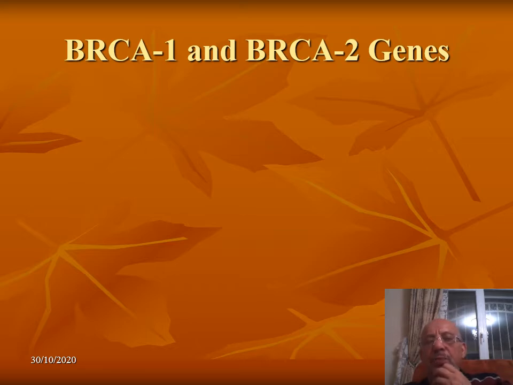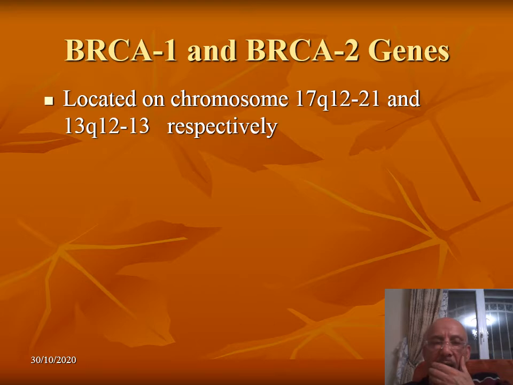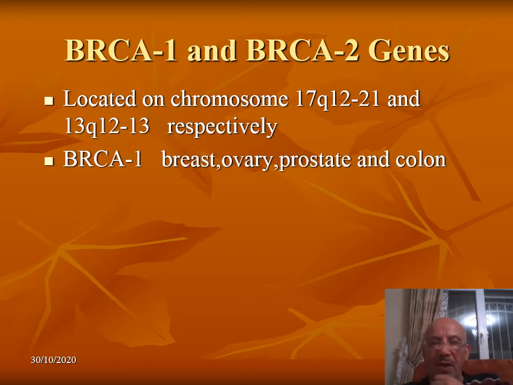The other two important genes are the BRCA1 and the BRCA2 genes. Those are suppressive genes. They prevent the formation of cancer, and BRCA1 is located on chromosome 17 and BRCA2 on chromosome 13.